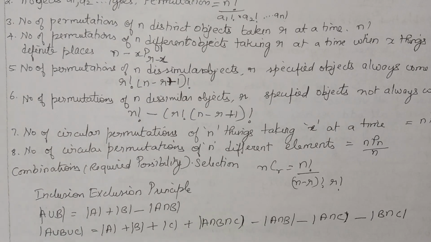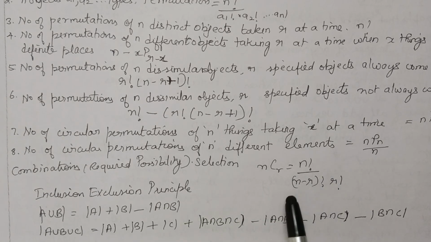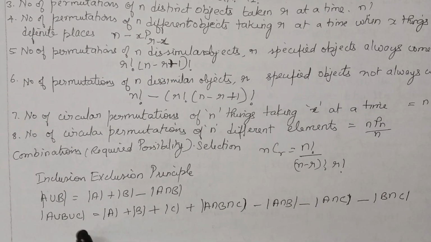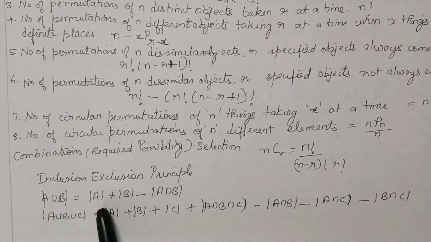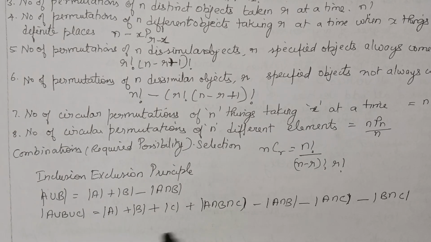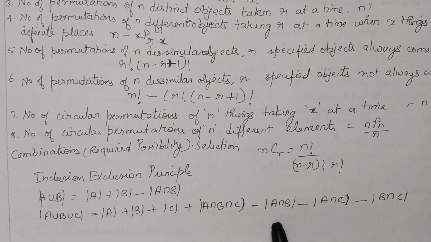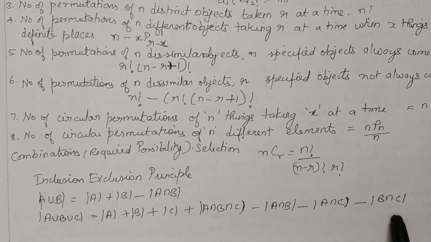Okay, next combination. So what is combination? Combination means required possibility. Means you select the combinations. So nCr is equal to n factorial by (n minus r) factorial into r factorial. So inclusion exclusion principle: A union B is A plus B minus A intersection B, and A union B union C means A plus B plus C plus A intersection B intersection C minus A intersection B minus A intersection C minus B intersection C.